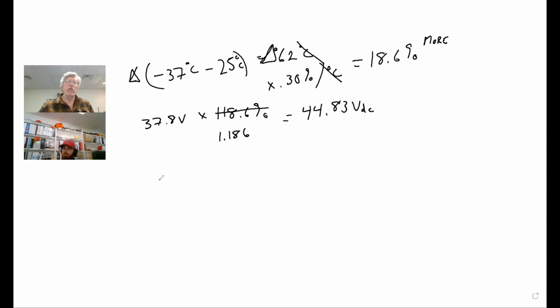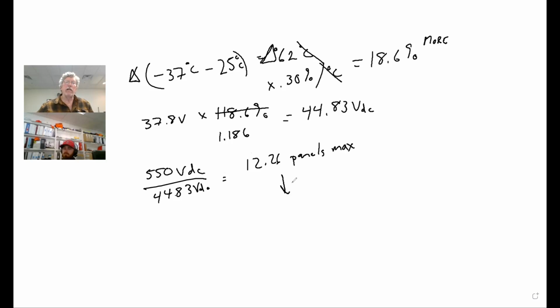So I take my inverter's maximum limit, which is 550 volts DC. I divide that by 44.83 volts DC, which is what it might produce on the coldest day ever recorded at that location. And I'll end up with 12.26 panels max. Well, I don't want to exceed it, so I've got to round down. So it's going to be 12. So the answer here is going to be 12 panels maximum.